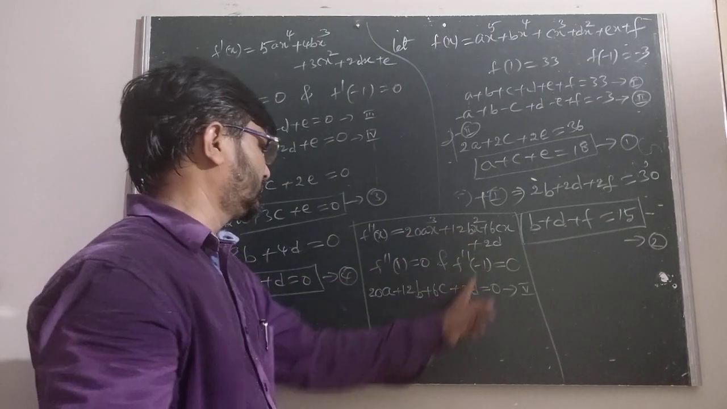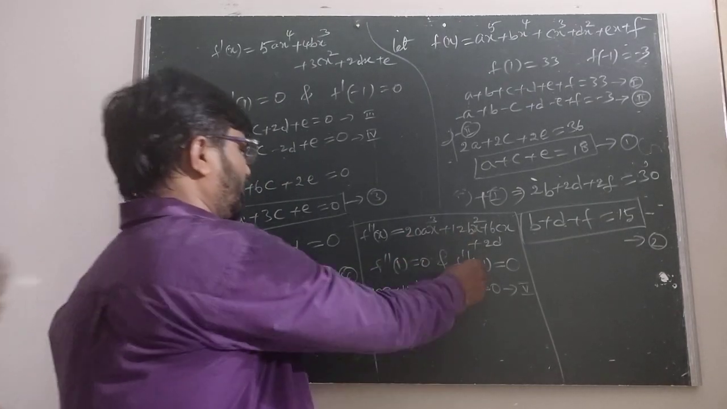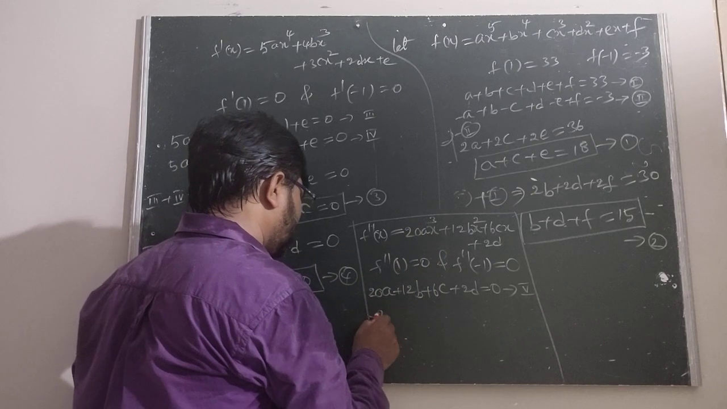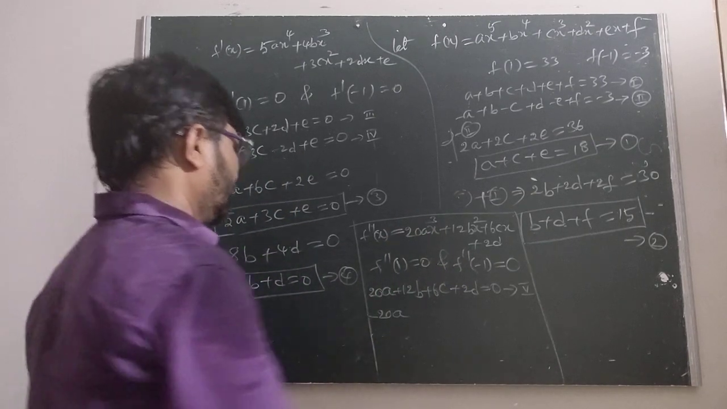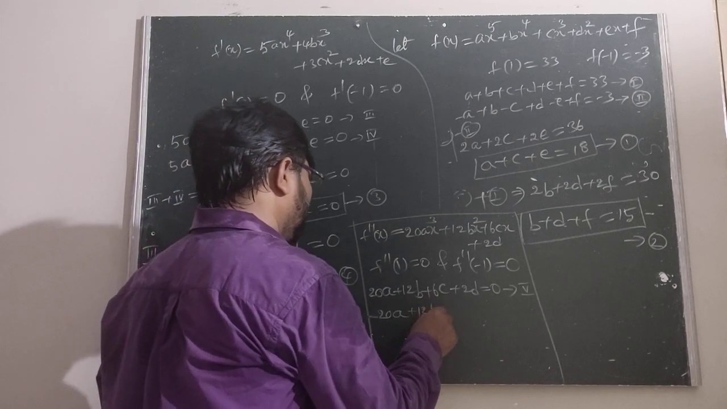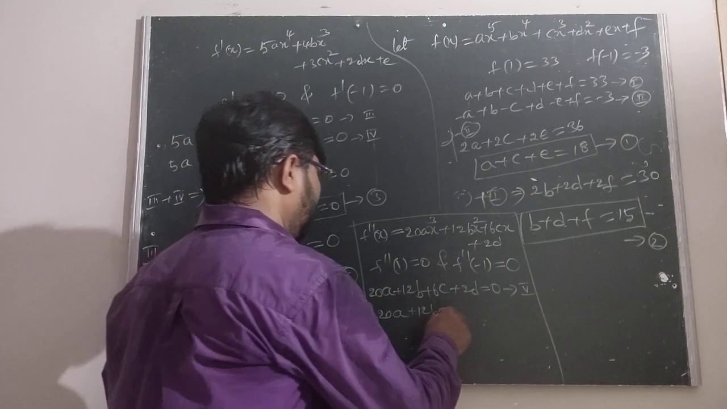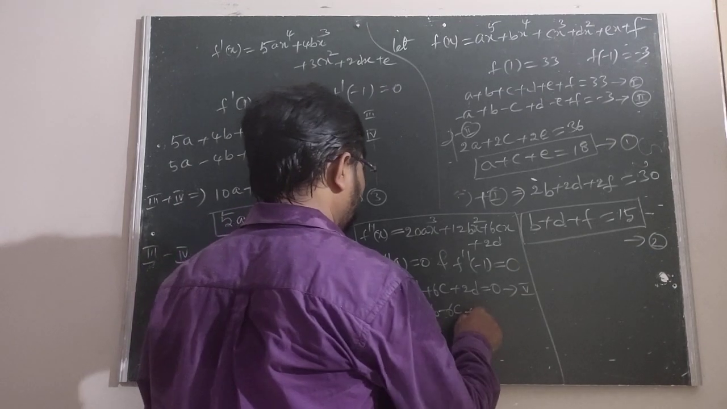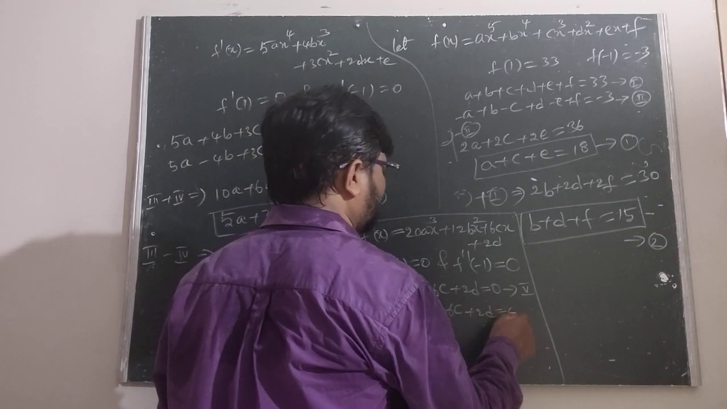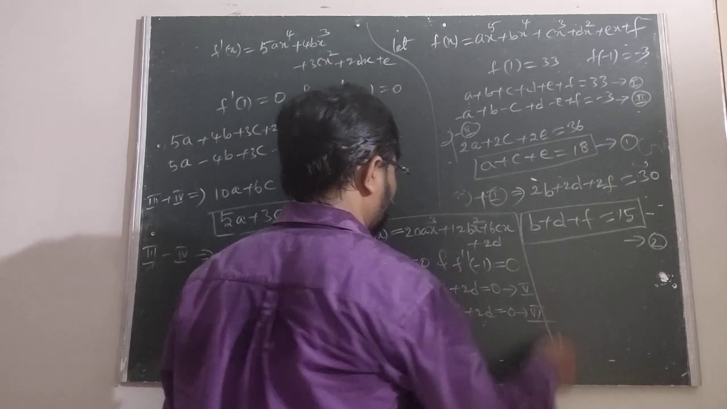20a, 12b, 6c plus 2d. After taking minus 1, it is minus 20a, then 12b, after that minus 6c. Then you are getting plus 2d equal to 0, which is the Roman number 6.